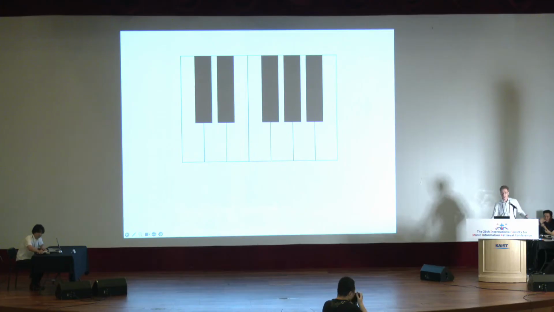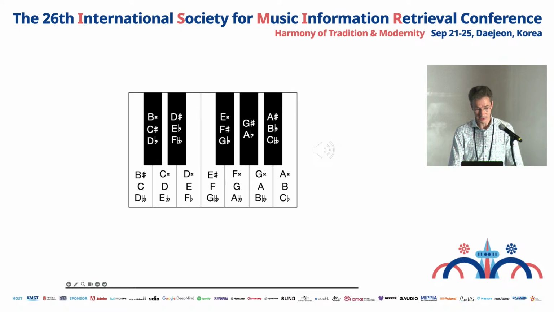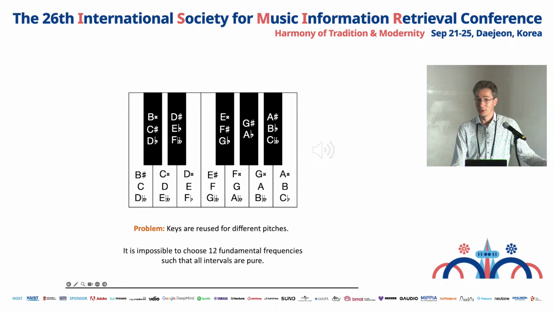So this is the layout of a Western keyboard, and it has a problem. There are only 12 keys, but we actually need more than 12 pitches to play all intervals in tune. This has two causes. One is that the keys are reused for different pitch classes. As you can see, we use the same key, for example, for D flat and C sharp. But even for a single pitch class, you need different versions, so to say, to play all intervals in tune. So this is basically the problem.